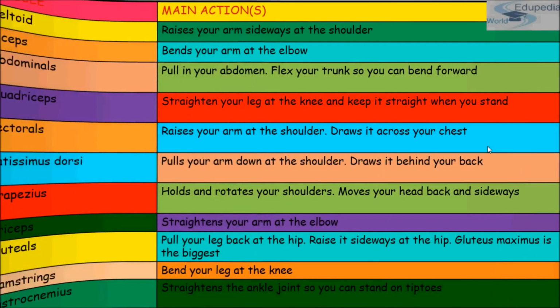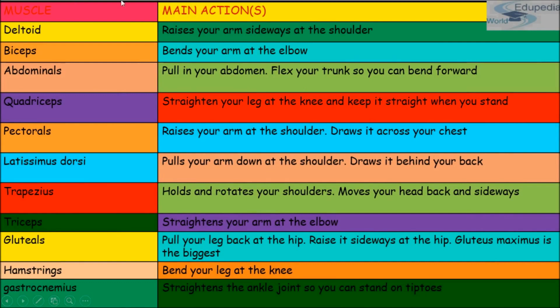Okay, so these are the skeletal muscles, and these are the main actions of these skeletal muscles. So this is the deltoid, which raises your arm sideways at the shoulder. That means it helps in the arm movement. Then comes biceps. Biceps bends your arm at the elbow.